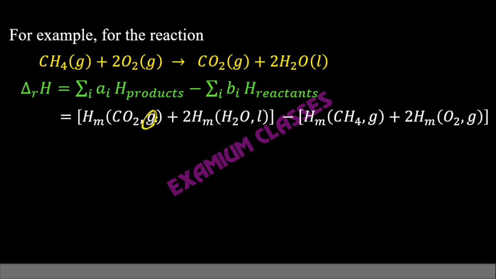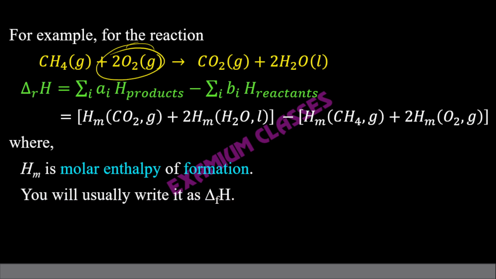Remember, this form represents just its state. So carbon dioxide in gaseous form, you don't need to write that in your exam, right? It is just for explanation. Minus the enthalpy of formation of the reactants. For reactants, you have 1 mole of methane, so obviously the enthalpy of formation of methane in gaseous form, and then plus 2 times the enthalpy of formation of oxygen. HM is the molar enthalpy of formation. That's why M is written, but normally F will be written there. So that's what I have written. Normally delta FH will be there instead of HM.